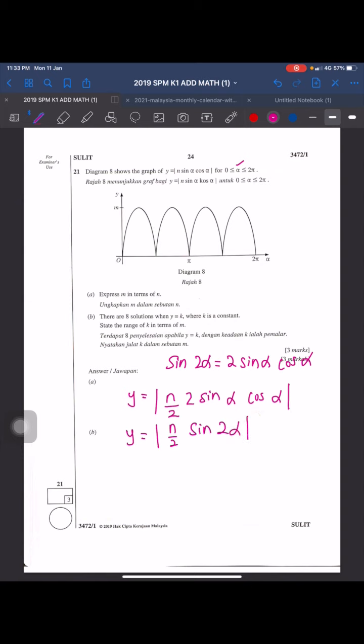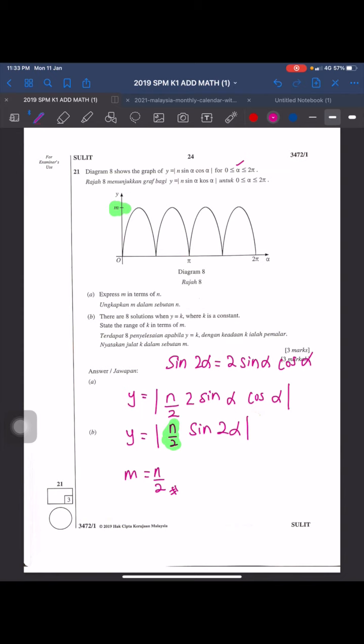Dan cuba kita relatekan dengan graf. Kita tahu n over 2 ni sebenarnya adalah amplitude, betul? So kita ada di sini m. Apa kita boleh buat? Kita boleh samakan sahaja. So m is equals to n over 2. So settle untuk first part.